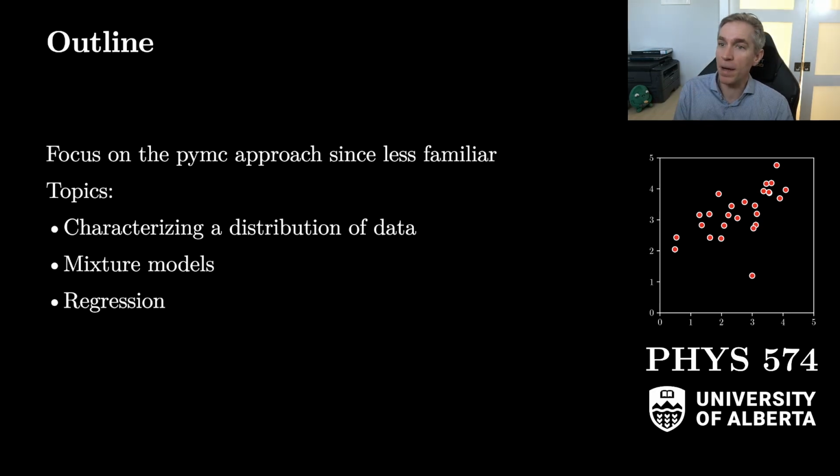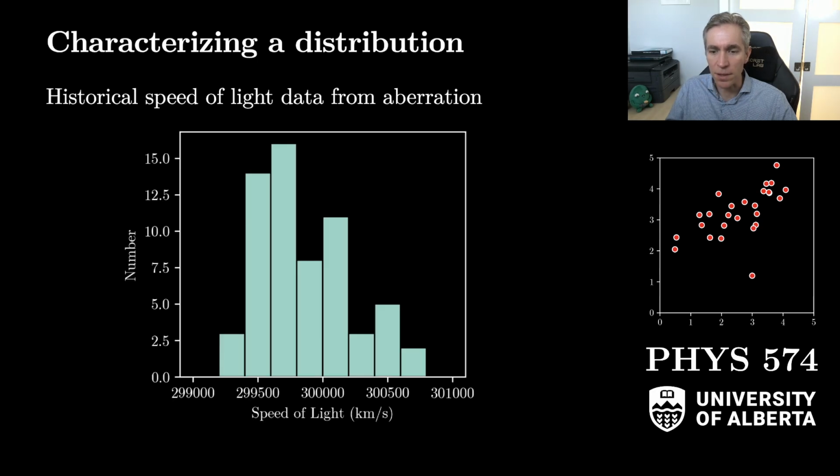So we're going to start out by just talking about how to characterize a distribution of data using the pymc package. We'll introduce the idea of mixture models, and then we'll do a slightly fancier regression model than the sort of linear regression that we've been focusing on all along. So the first thing to think about is characterizing the distribution.